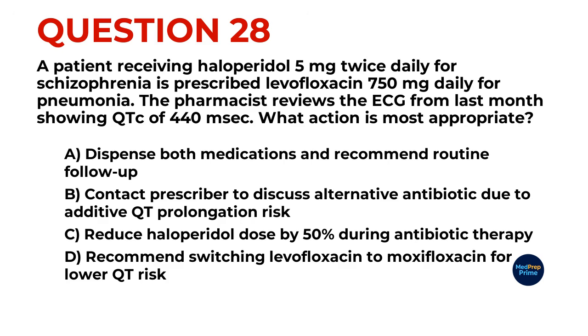Option A. Dispense both medications and recommend routine follow-up. Option B. Contact prescriber to discuss alternative antibiotic due to additive QT prolongation risk. Option C. Reduce haloperidol dose by 50% during antibiotic therapy. Option D. Recommend switching levofloxacin to moxifloxacin for lower QT risk.